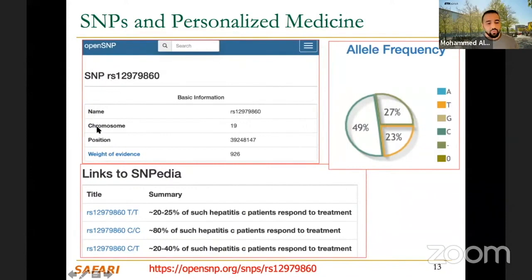It tells you that at chromosome number 19 in your DNA, at this location, if you have a T coming from the mother and a T coming from the father, then 20% of such patients responded to treatment. So very low probability to get better after getting a treatment. However, if you have a C from the mother and a C from the father in this chromosome at this location, then your probability will be much higher than the previous case, TT.